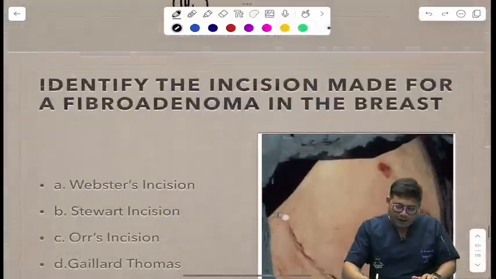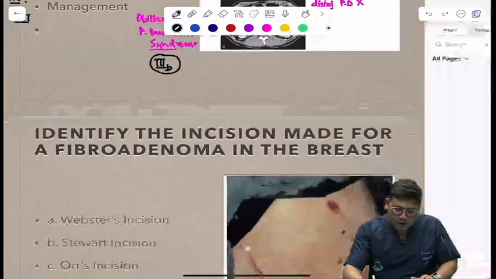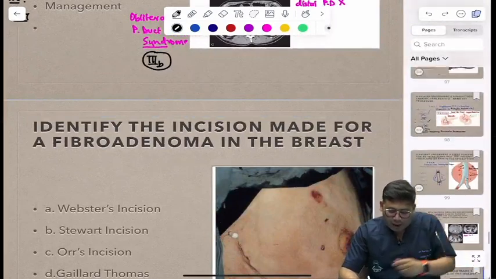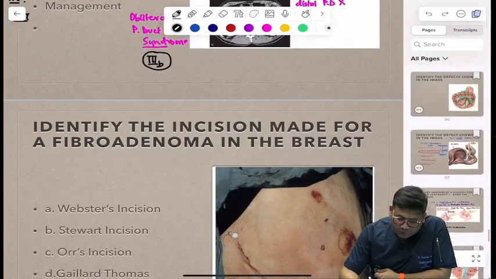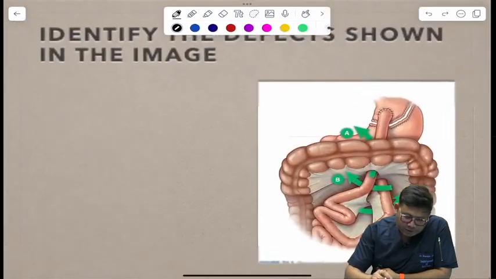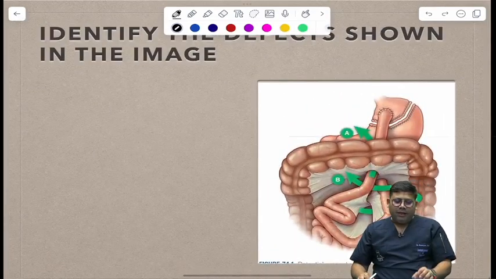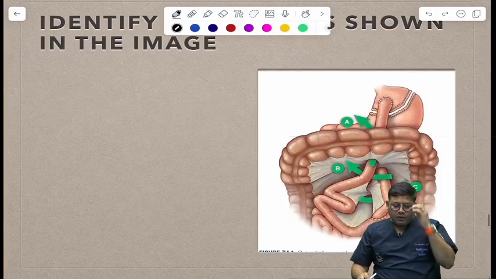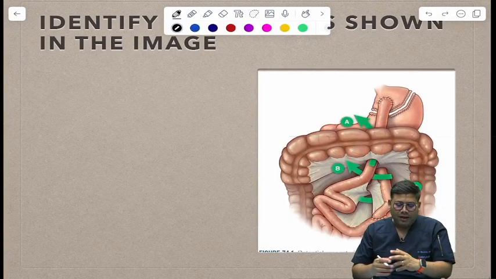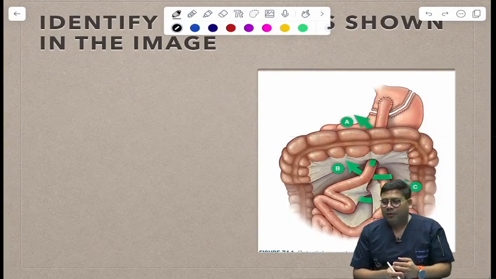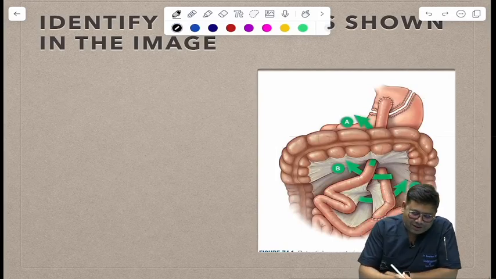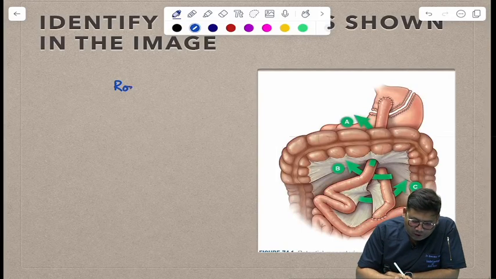Next, let us again see what questions. So we have completed almost all of them; I've started from the back. Now let us go and understand this question. Very easy question. Identify the defect shown in this image. First of all, you should know, if I ask you what surgery this is, this is a Roux-en-Y gastric bypass. So what surgery is this? This is Roux-en-Y gastric bypass.